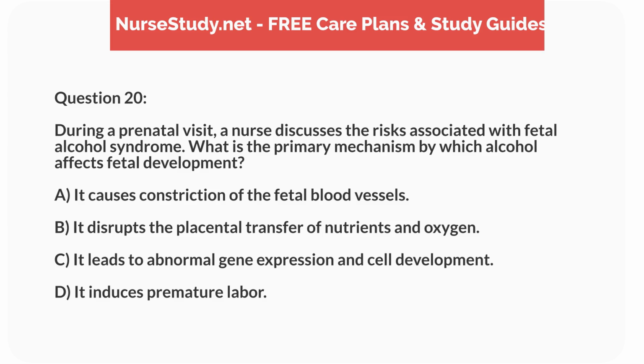Question 20. During a prenatal visit, a nurse discusses the risks associated with fetal alcohol syndrome. What is the primary mechanism by which alcohol affects fetal development? A. It causes constriction of the fetal blood vessels. B. It disrupts the placental transfer of nutrients and oxygen. C. It leads to abnormal gene expression and cell development. D. It induces premature labor.